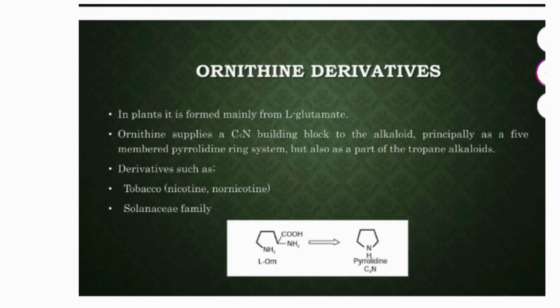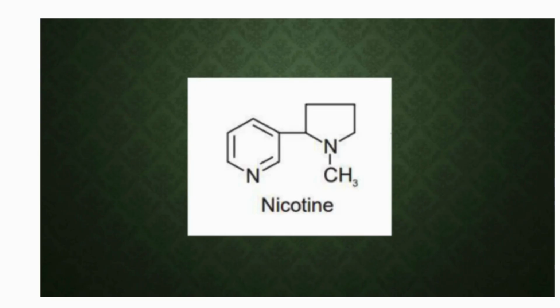The first is the ornithine derivatives. In plants, it is formed mainly from L-glutamate. Ornithine supplies a C and N building block to the alkaloid, principally as a five-membered pyrrolidine ring system, but also as a part of the tropane alkaloids. The derivatives are found in tobacco plants and in the Solanaceae family of plants. So this is the general diagram of this alkaloid.